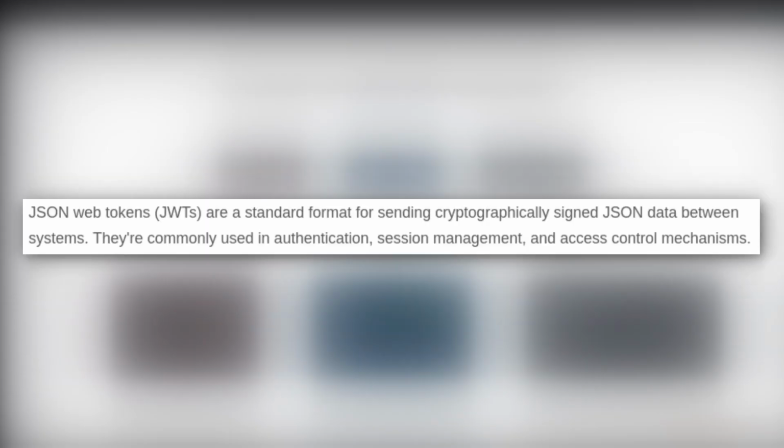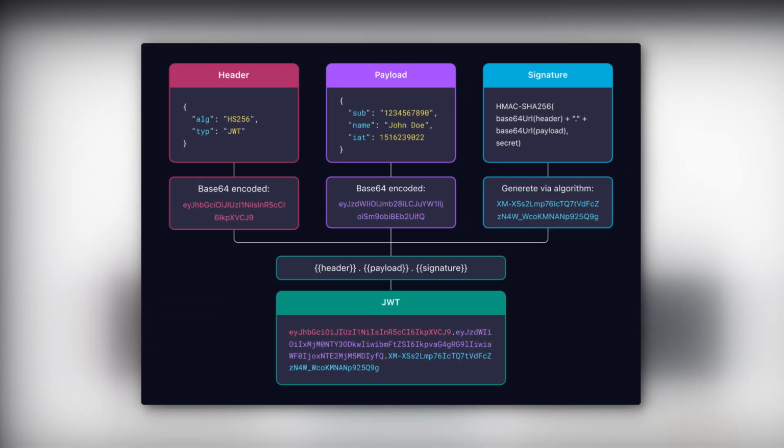A JWT is a compact, self-contained token used to securely transmit JSON data between two parties. It's commonly used for authentication and access control mechanisms. A JWT has three parts: header, payload, and signature, and these are separated by dots. The header specifies the token type and the signing algorithm, like RS256 or HS256. Then the payload contains the actual data, that is the user ID or roles or expiry time or subject, whatever it is. And then the signature is used to verify the token's authenticity. It tells us if the token has been tampered with.